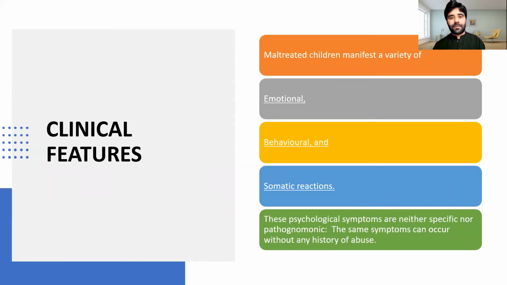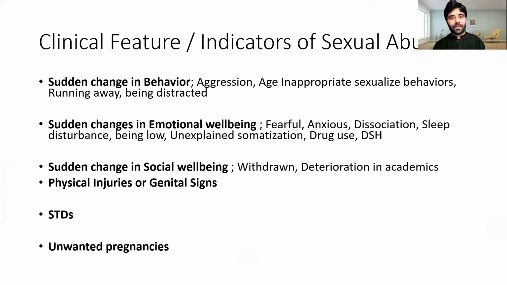The clinical features of child sexual abuse include emotional problems, behavioral problems, and somatic symptoms. These are the clinical features or indicators of sexual abuse: sudden change in behavior, aggression, age-inappropriate sexualized behavior, running away, being distracted, sudden change in the emotional well-being of the child, being fearful, anxious, conversion symptoms, sleep disturbance like nightmares or night terrors, being low, unexplained somatization, drug use, or deliberate self-harm. Sudden changes in social well-being include being withdrawn and deterioration in academics, as well as physical injuries or genital signs, sexually transmitted diseases, and unwanted pregnancies.